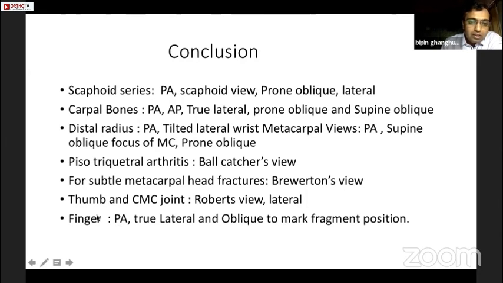For fingers, PA and lateral views are very important. However, oblique views are also important to mark the fragment position.